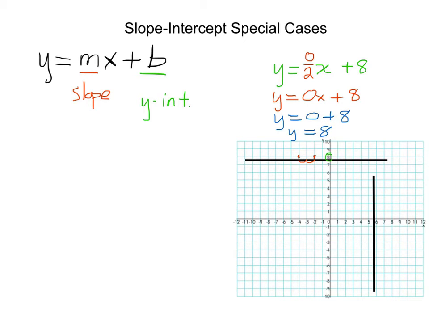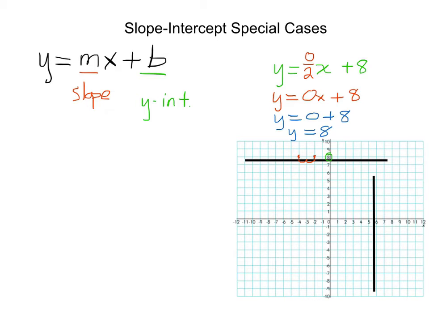Okay? So that's the first special case. Our next special case is the undefined line. Now this one is a little bit trickier to try to figure out, mainly because if you look at it, there is no y-intercept. It goes straight up and down.